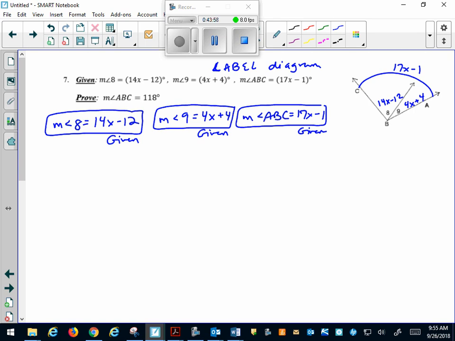Perfect, yep. But we're going to have little m's, so measure of angle 8 plus the measure of angle 9 equals the measure of angle ABC. Now, notice you could call this angle CBA, but since they called it ABC, you want to stick to what they used. Measure of angle 8 plus measure of angle 9 equals the measure of angle ABC, and underneath that, we're going to write our reason, which is, good, angle addition postulate.